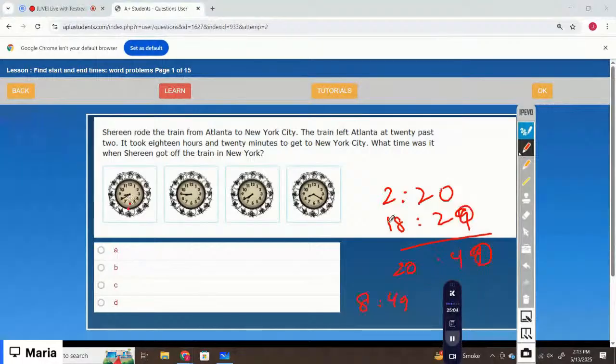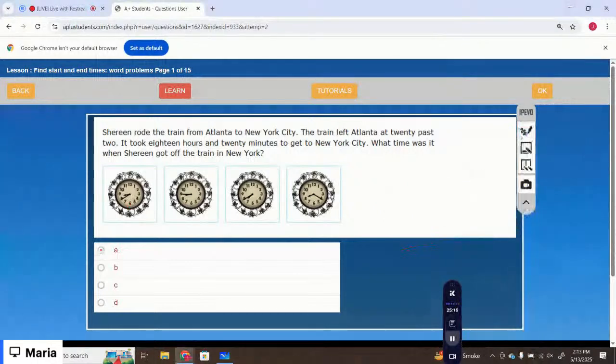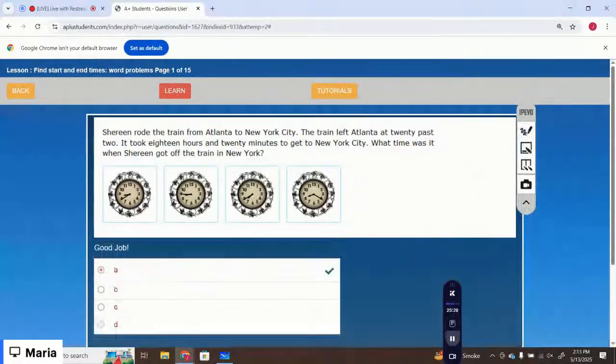When you add 8 to 20, 8 plus 2 means 12. So 20 hours minus 2. That would be 8:40. So option number A is the correct option. That would be A. 8:40 it is.